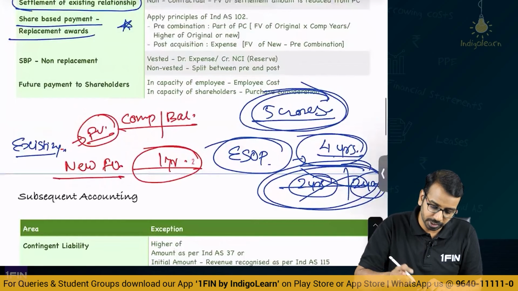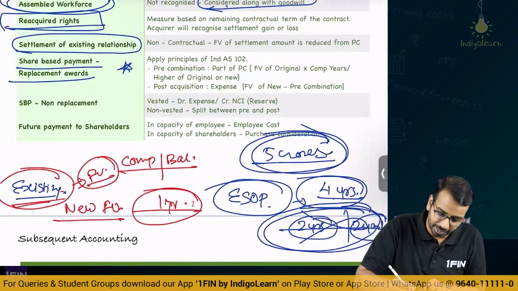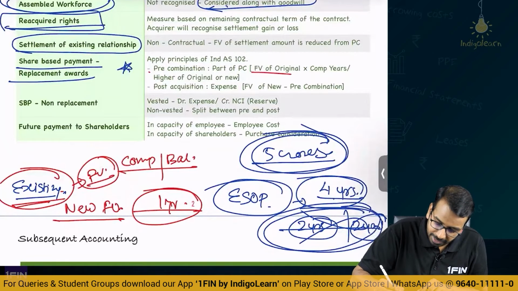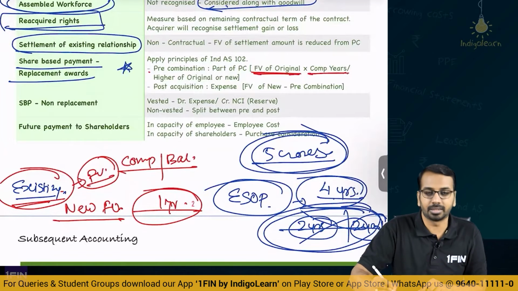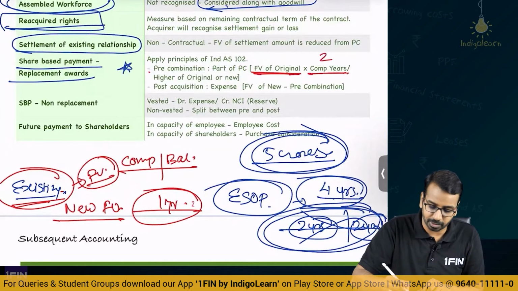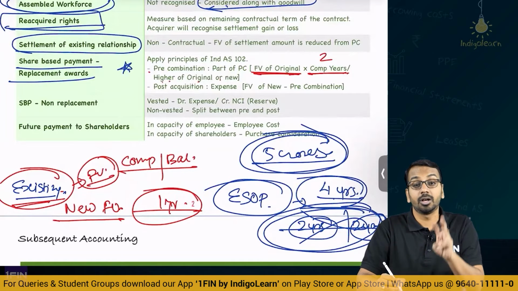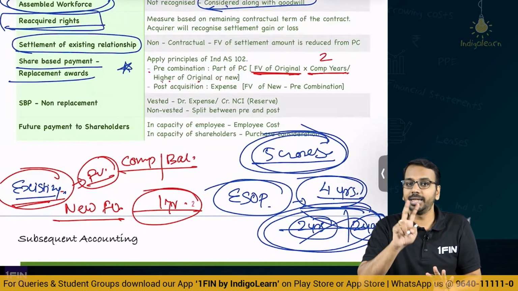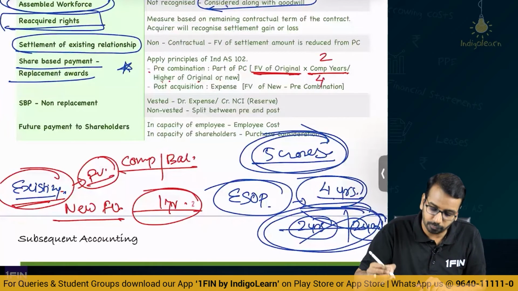So, very simple. What you have to do is first take the fair value of the original or existing award. You multiply that with completed years. How many years have been completed? 2 years have been completed. Divided by the higher of original or new term: original is 4 years, new is 3 years, that is 2 years completed and 1 more year. So, higher is 4, so 2 out of 4.